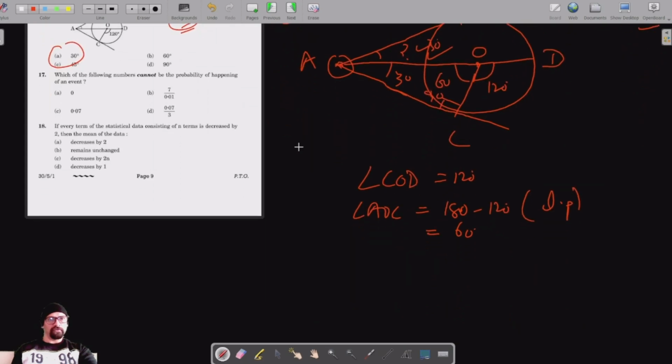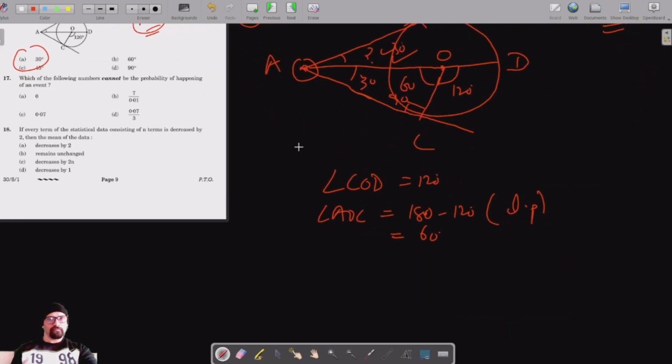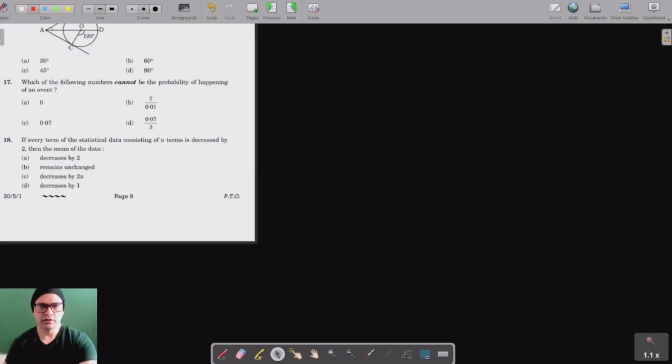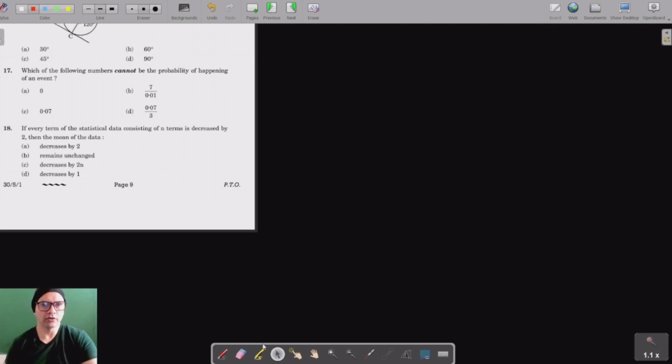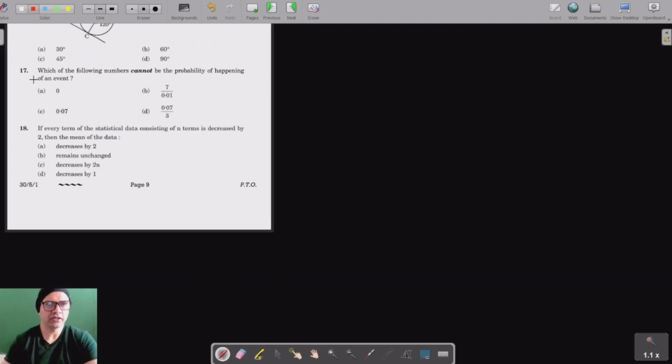Let's move on to question number 17. It asks which of the following numbers cannot be the probability of happening of an event. Now we know that the probability of an event can be 0 or 1. 0 is impossible and 1 is a sure event, or it is between 0 and 1.